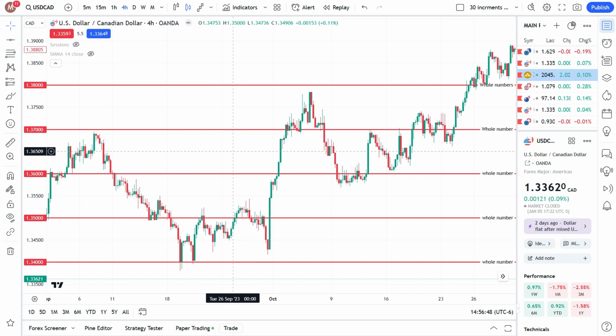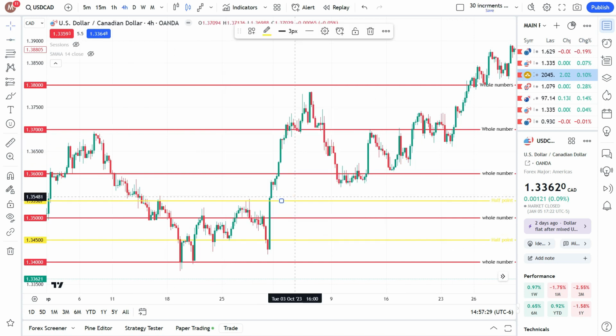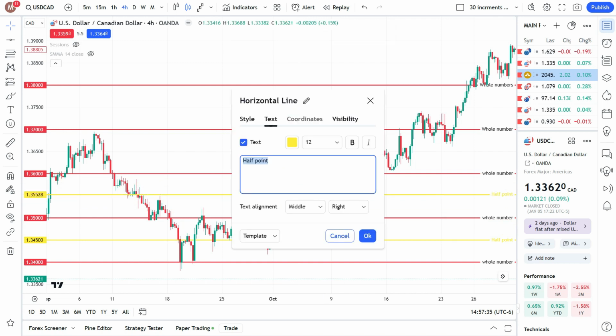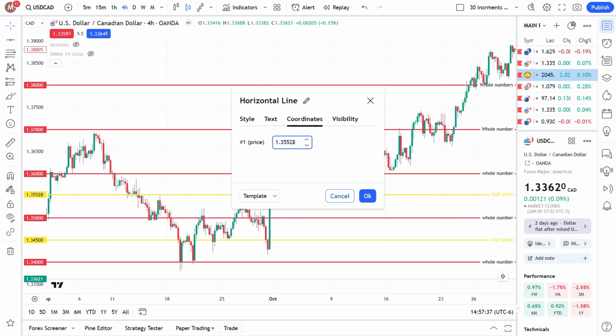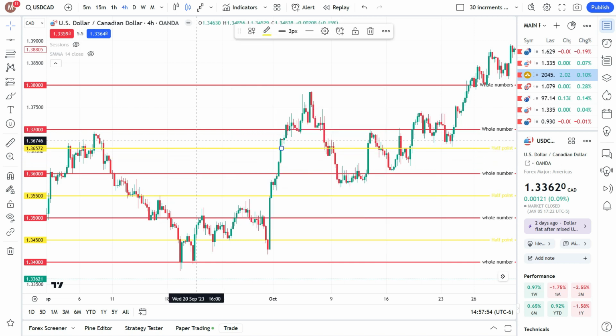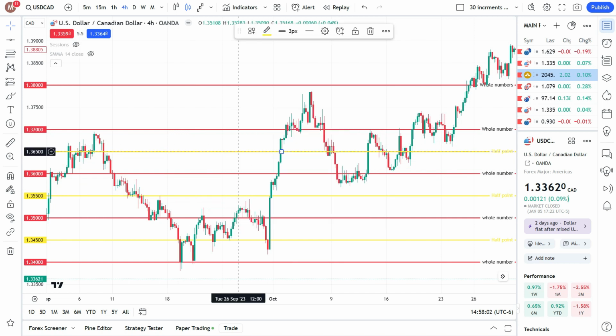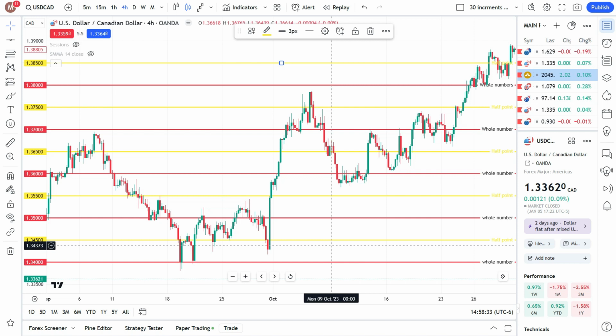Let's move on to half points. We have 134.500, and I'm going to do it in a different color. Okay, 134, then we have the 135 level, and another half point at 135.500, then 1.36500, and then 1.37500. This is how you mark up your whole numbers and half numbers.